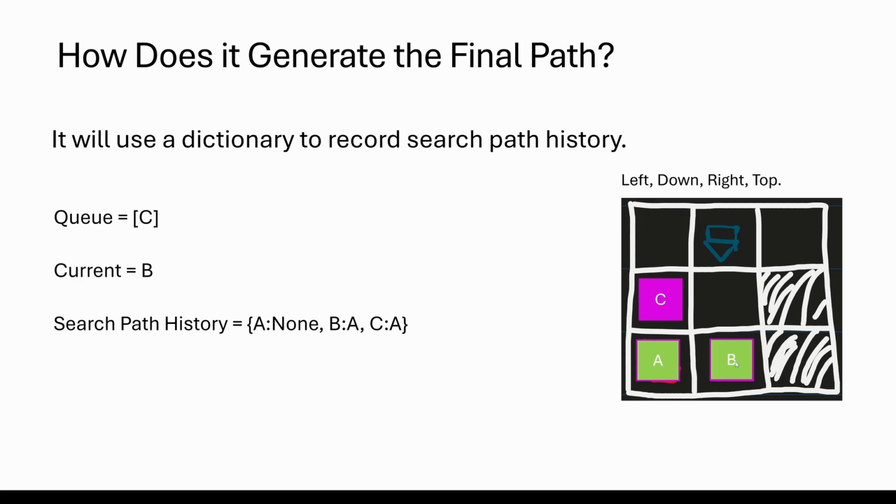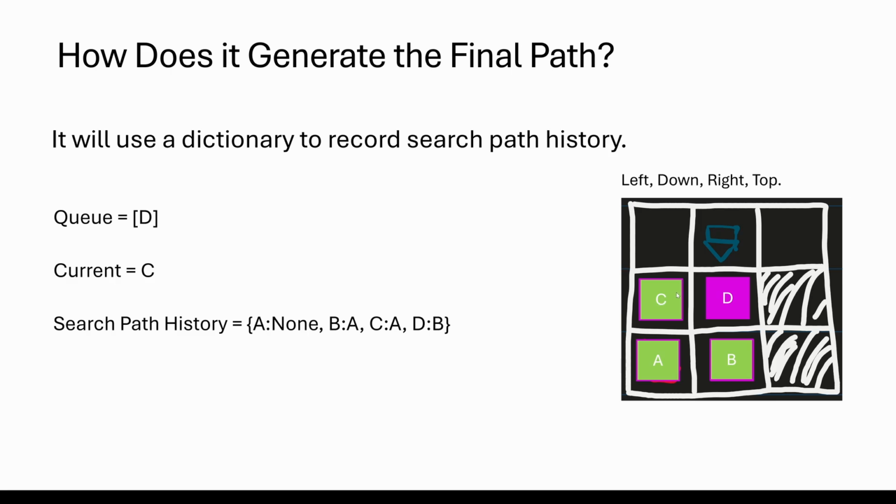And then we look at its neighbors. So A is already visited, so we don't add that. But the grid on top is empty, so we will add that to the queue, label it D. And B found D, so that's what we'll put in the search path history. And then that's all of B's neighbors visited, so we will pop C off the queue.